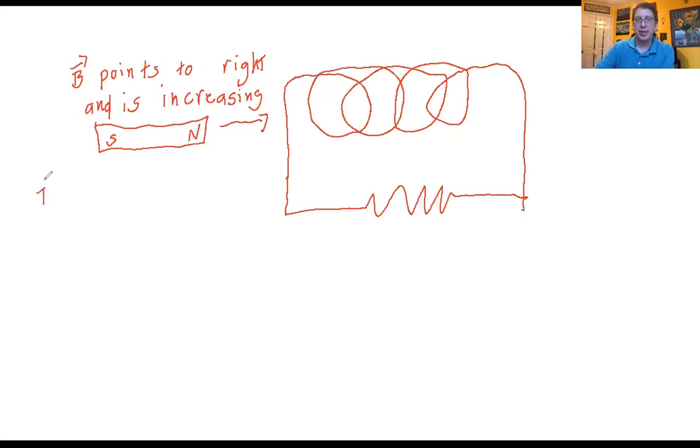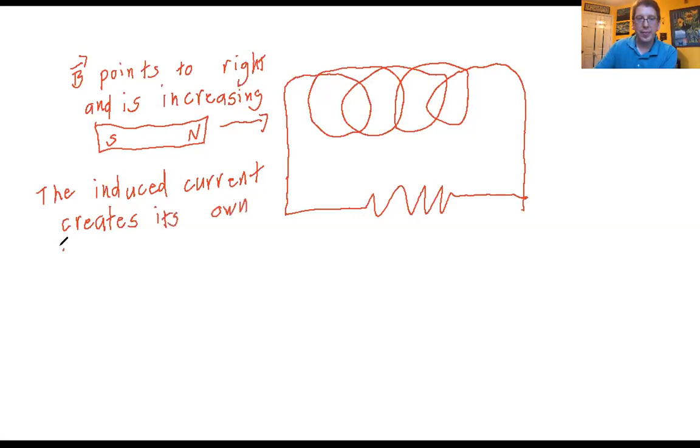So the induced current... since the magnitude of the magnetic field is increasing, that means the magnetic flux through the coil of wire is also going to increase, which means the induced current is going to point in the opposite direction of the magnetic field due to the Earth. The induced current creates its own magnetic field. That points left.